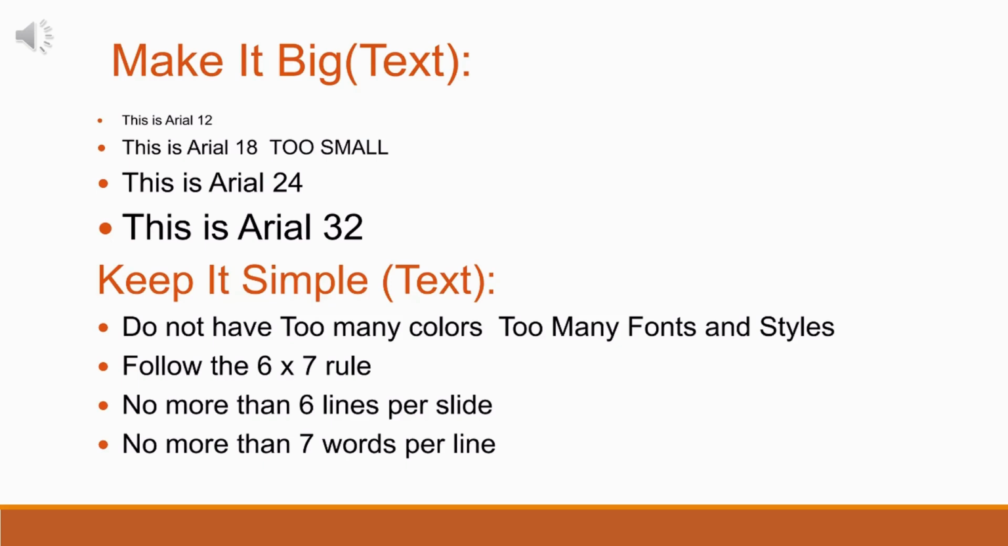Text की यहाँ बात हो रही है. So this is Arial 12. This is Arial 18, that is too small. This is Arial 24 and this is Arial 32. Mainly in headings we use Arial 32 and 30, and for the smaller, we can say subheadings or subtitles or the subtext, you can use Arial 24.